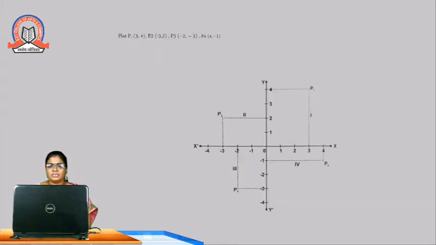How to plot the data? Before that, we are going to see how to plot some points in the XY axis, that is, the two-dimensional plane. The first quadrant has both positive, the second quadrant has negative and positive, the third quadrant has both negative, and the fourth has positive and negative. According to that, the point P1 (3, 4) is plotted in the first quadrant, P2 (-3, 2) is plotted in the second quadrant, P3 (-2, -3) is plotted in the third quadrant, and P4 in the fourth quadrant.